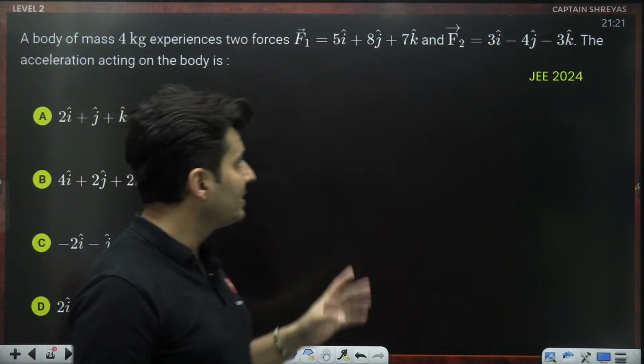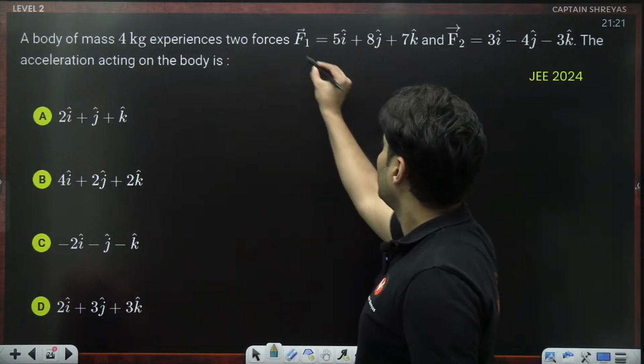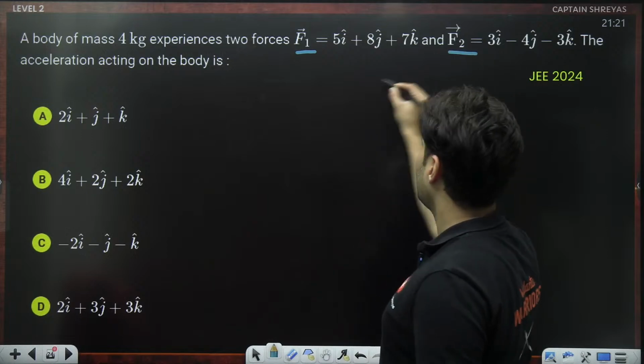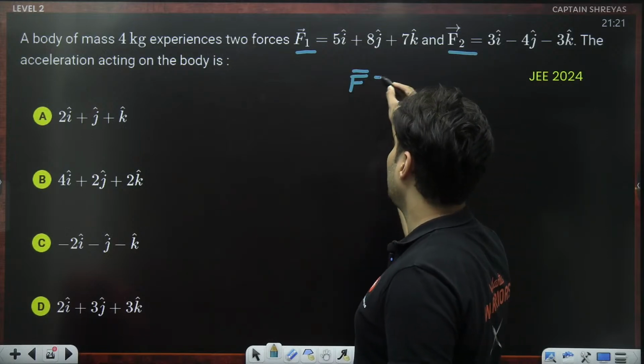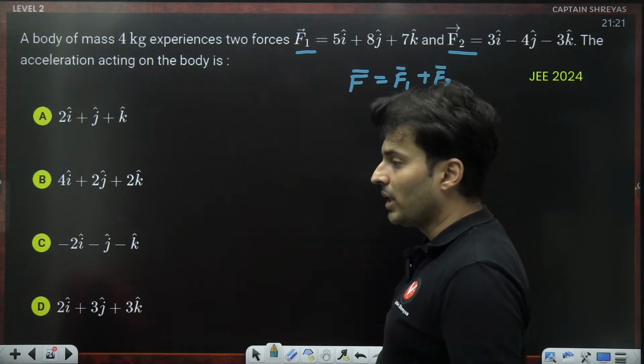Next question. A body experiences the following 2 forces. Question is, what is the acceleration of the body? If this and this force act together, there will be a net force on it, which is the vector sum of F1 and F2, which will produce the total acceleration.